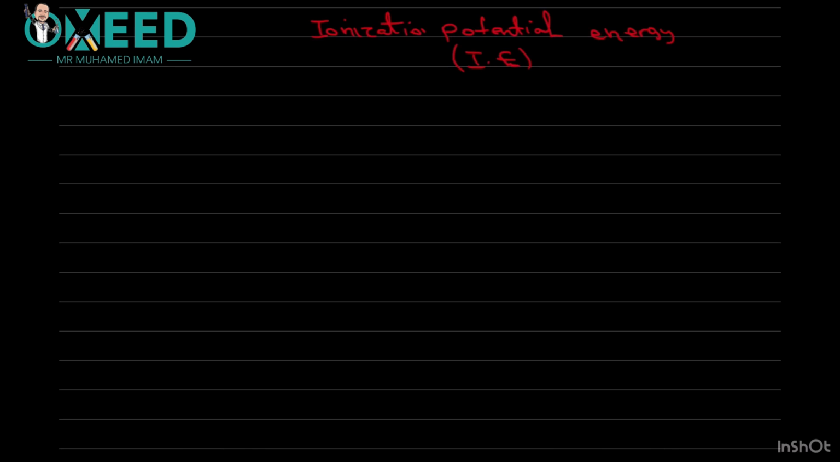Today's part is an important part for the IB students, which is to know the difference between the ionization energy, electron affinity and the electronegativity. So let's start with the first concept, which is the ionization energy.